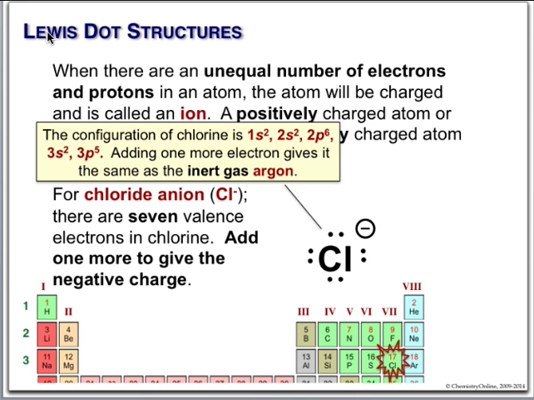You'll note that since we have 8 electrons around the chlorine now, that's equivalent to the inert gas argon. Remember, inert gases don't react. They don't react because their valence shell is completely full.